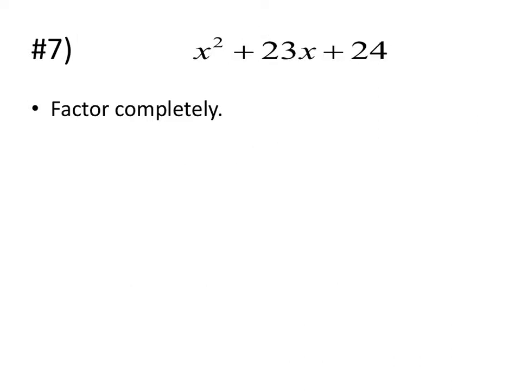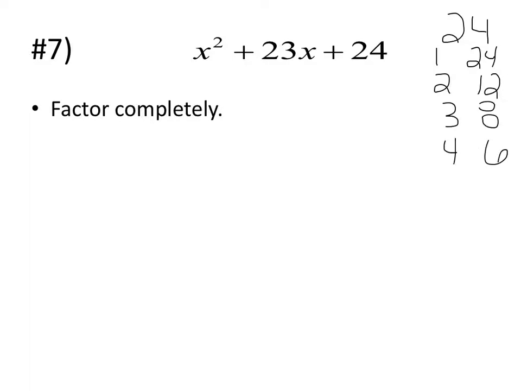Okay, now we're down to regular trinomial factoring. We've got 3 terms here. So we're going to multiply the coefficient of our first and our last. So 1 times 24 is 24. Factors of 24 are 1 and 24, 2 and 12, 3 and 8, and 4 and 6. The only one of those that could give me 23 is 1 and 24. None of the rest of them will.